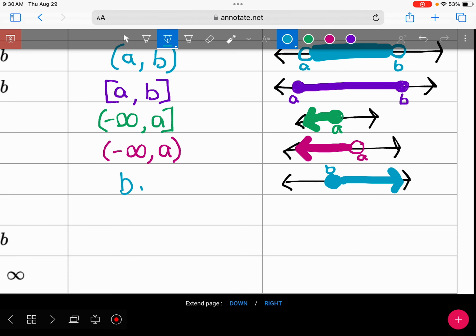From b to infinity. Does the b get a bracket or a parenthesis? Bracket. Does the infinity get a bracket or parenthesis? Parenthesis. Never, ever, ever put a bracket on infinity. It is wrong if you put a bracket on infinity because we cannot equal infinity. Infinity is an idea, not a number.